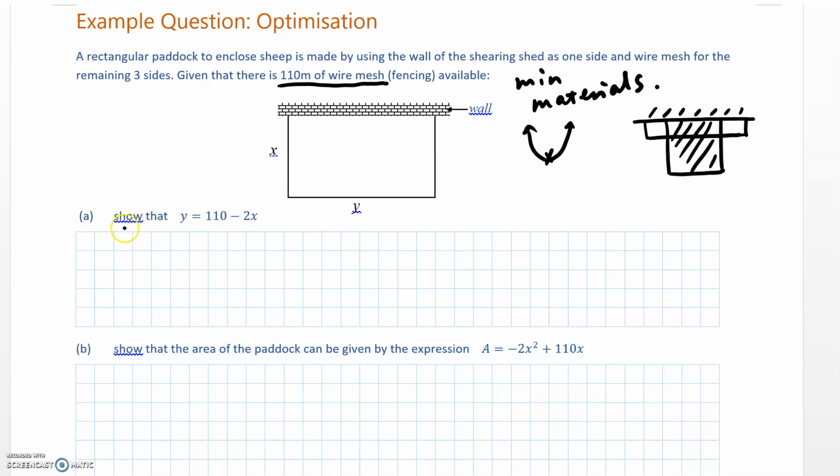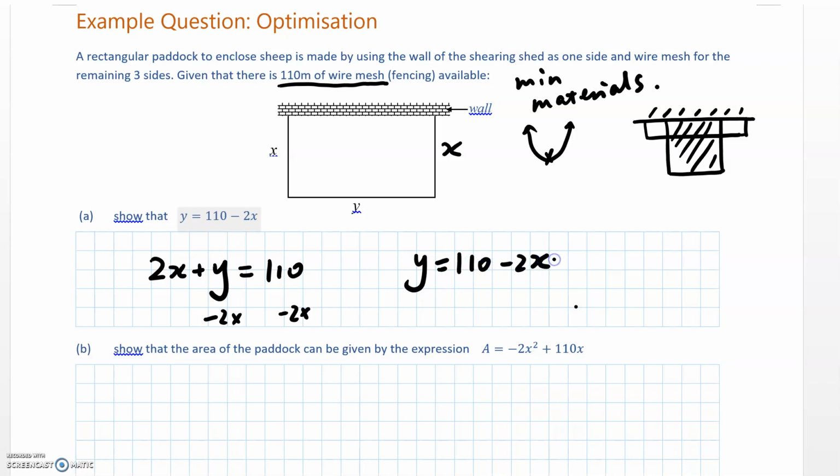So let's do question A. Show that y equals 110 take 2x. It is a rectangle shape. So if this is x, therefore that's my x too. So I can easily calculate by doing 2x plus y equals 110 meters. Just by rearranging, if I take 2x from both sides, I have y equals 110 take 2x. Make sense? So question A is done.